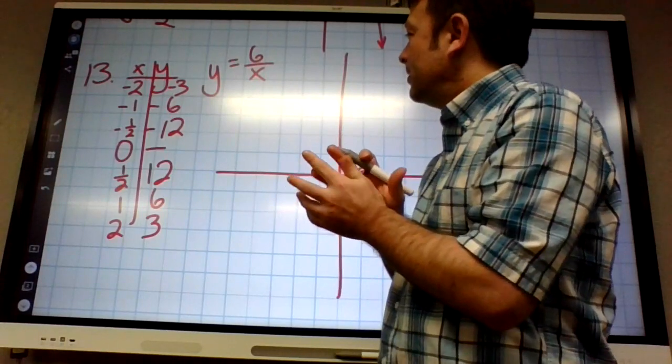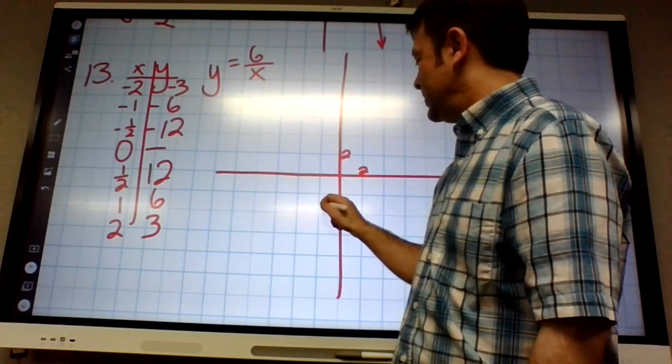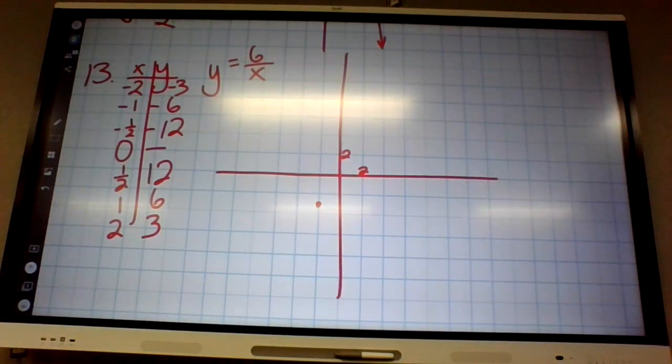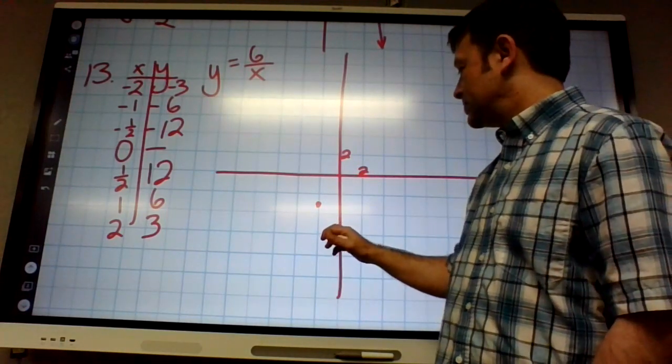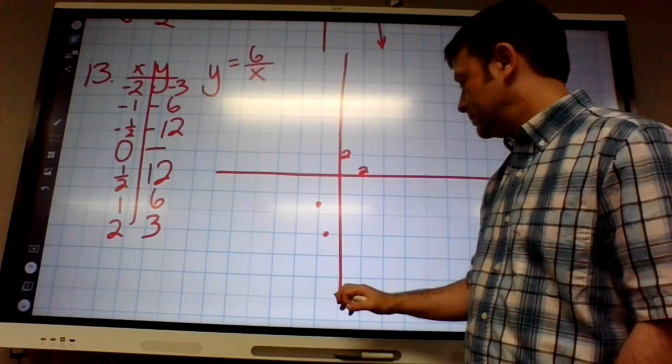Alright. So -2, -3, where would that be? -2, -3 would be right there, if you're counting by twos. This kind of confuses people. -1, -6, -1/2, -12.